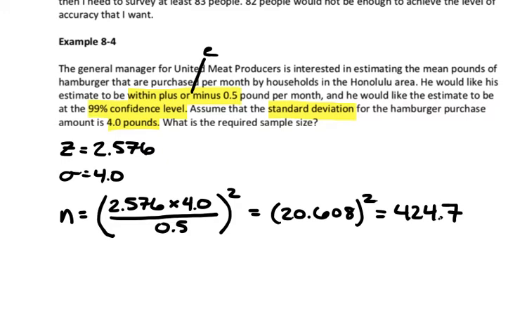Now I'm going to round that up. Even if it was 0.1, I would still round it up to, I need to survey 425 people. Or actually, in this case, this is households.